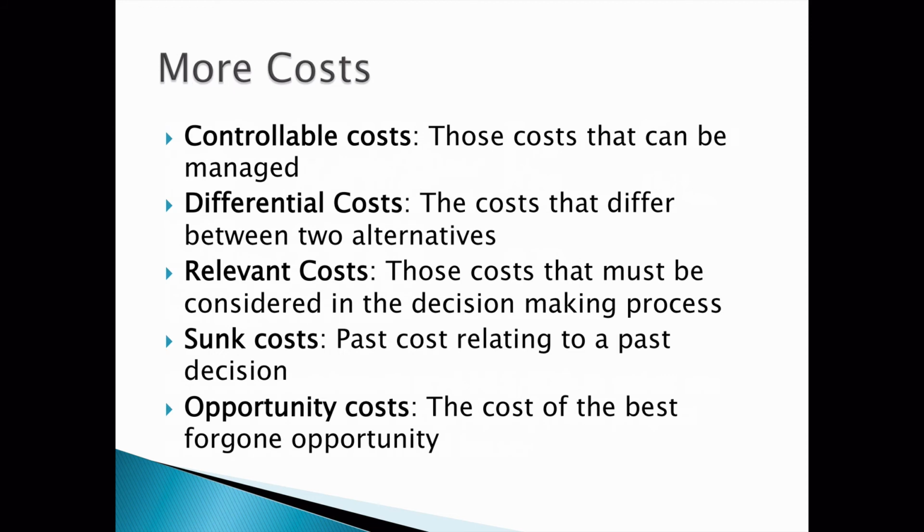Okay, so now we need to look at more costs. We've got controllable costs, and those are the ones that we can manage. That means there are non-controllable costs that we can't manage. Non-controllable costs would be things like fixed costs. It doesn't matter how good of a manager you are, you can't change your rent from month to month, as an example. Then we have relevant costs, which are costs that must be considered in the decision-making process. And we have irrelevant costs, which have no bearing on our decision-making process. I'll give you an example.